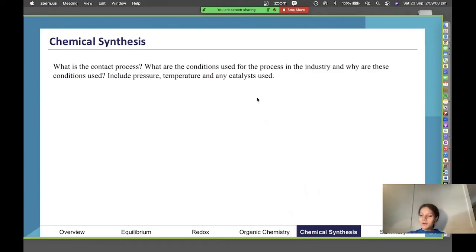So what I would probably do for this short answer question is start by breaking down the question itself. So we want to answer what is the contact process. That's pretty much going to be looking at what it is producing. So what are the conditions used for the process in the industry, and why are they used? So if we have a certain condition, we need to relate it to the equation of that step or process.